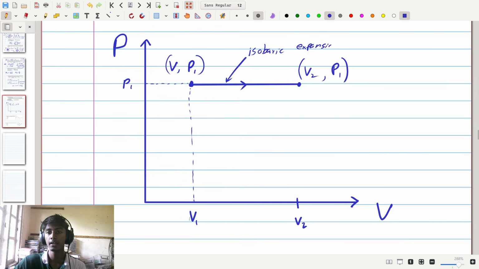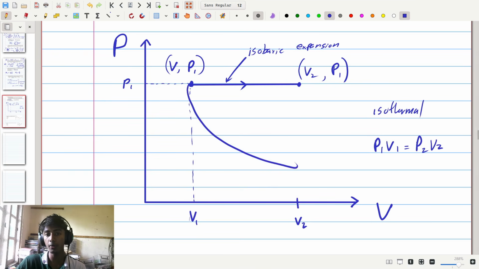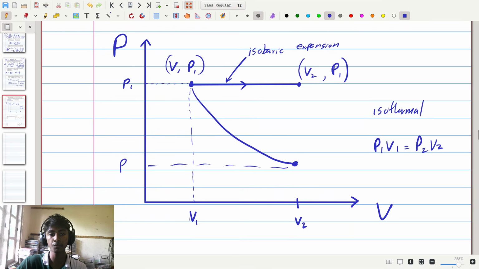Now the important thing to note is that any other kind of expansion other than isobaric expansion will have us ending up at a lower pressure than the original pressure P1. If we consider, for example, isothermal expansion, since the temperature is constant and this is an ideal gas, P1 V1 will be equal to P2 V2, and according to that the graph will go down like this, such that if we have the final pressure here at the volume V2 and this pressure here is P2, then P1 V1 will be equal to P2 V2.